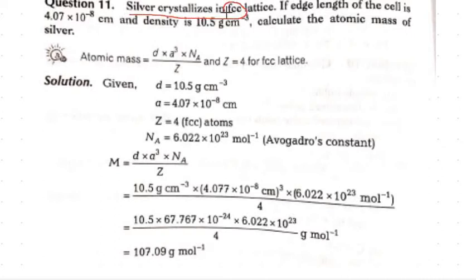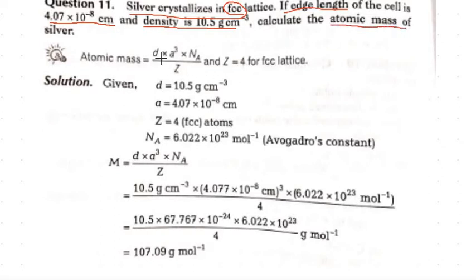So what have I been given? The structure FCC. If the edge length, that is a, is given as 4.07 into 10 to the power minus 8 centimeter, and density is 10.5 gram into centimeter raised to minus 3, that is gram per centimeter cube. What are you supposed to calculate? You are supposed to calculate the atomic mass.